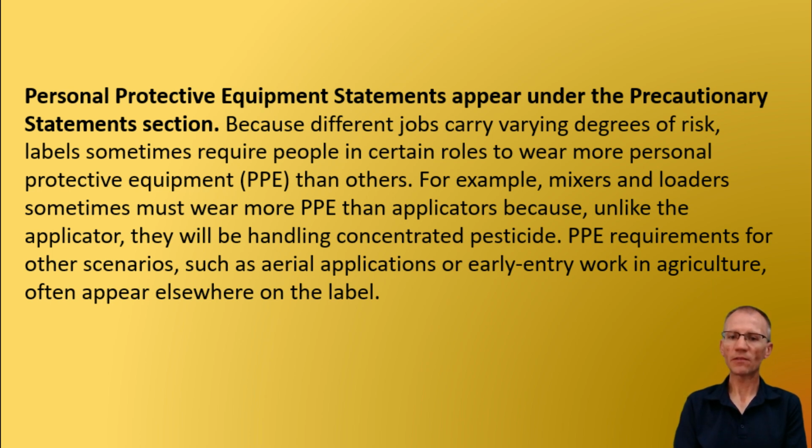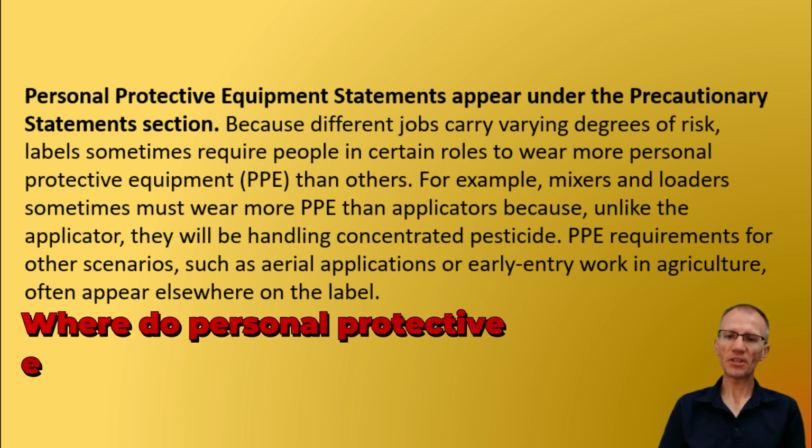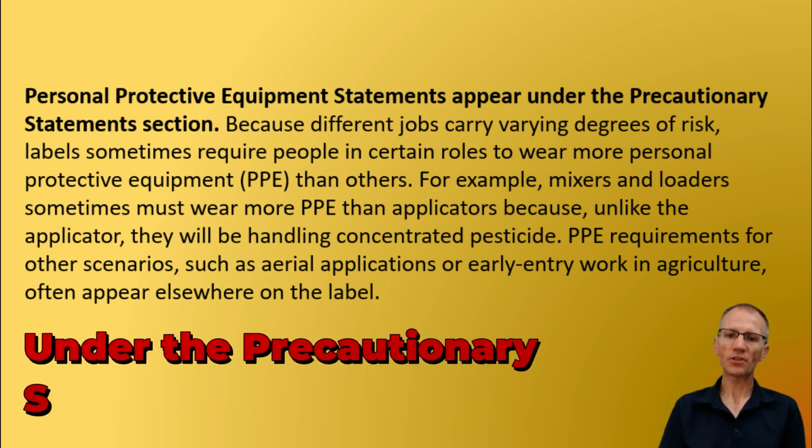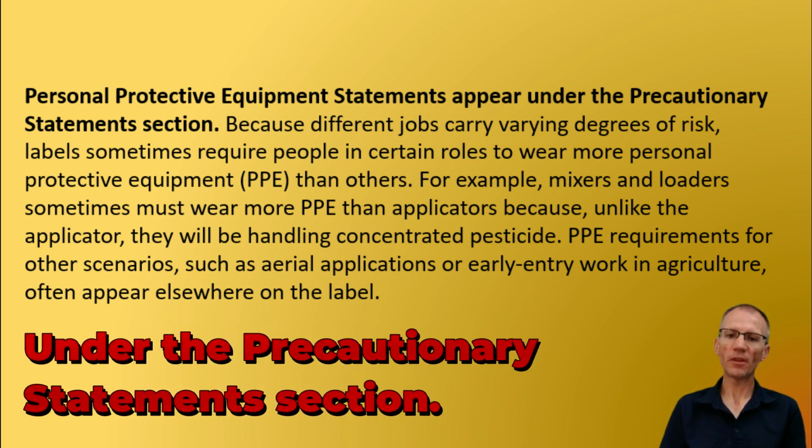PPE requirements for other scenarios, such as aerial applications or early entry work in agriculture, often appear elsewhere on the label. I want to do a quick recap on this. Where do personal protective equipment statements appear on the label? Under the precautionary statements section. Remember this because you're always going to need to look for PPE when using a product. And again, this is going to be on a lot of core exams.